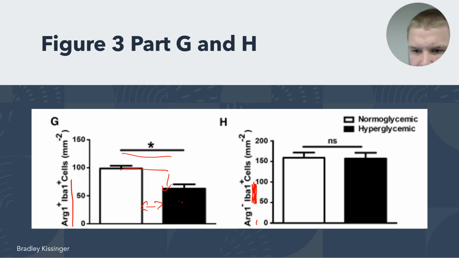And then this one over here, there's not any significant difference, again, when this is just the IBA1, without the ARG1, so there's not going to be a huge difference. But when these two combine, that's when we start to see that difference, that lowering, that lessening. But over here, there's no statistical difference. They're exactly the same. It's no different.